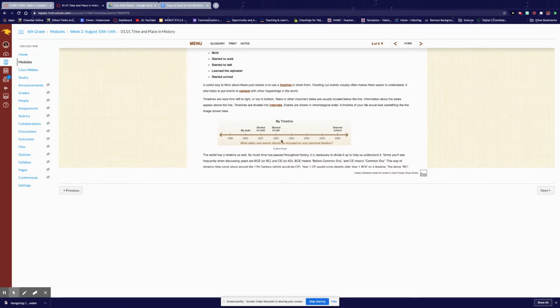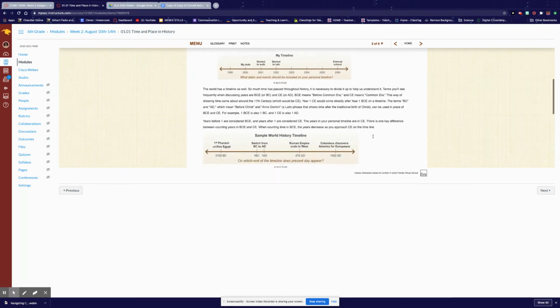So sometimes charting events, you'll have events down here, and then this is kind of what happened on top. Timelines are read from left to right or top to bottom. Years or other important dates are usually located below the line. Information about the dates appear above the line. Timelines are divided into intervals. So intervals are a period of time between events. Events are shown in chronological order. That means that they are shown in time order. So it starts 2000, 2001, 2002. A timeline of your life would look something like the image shown here.